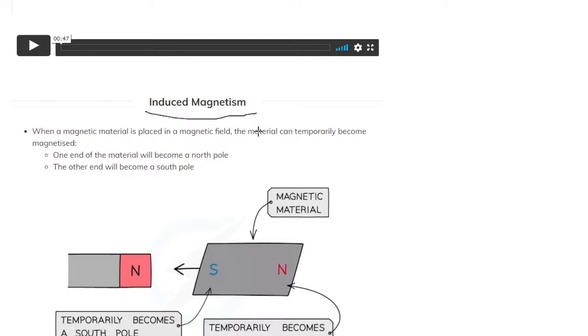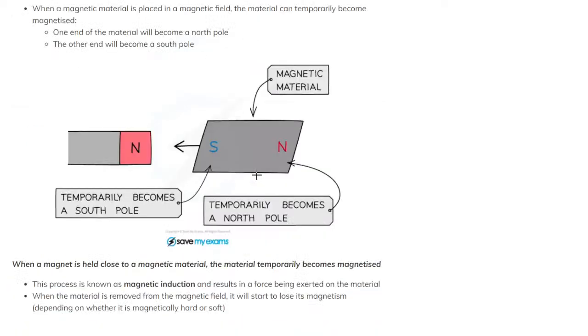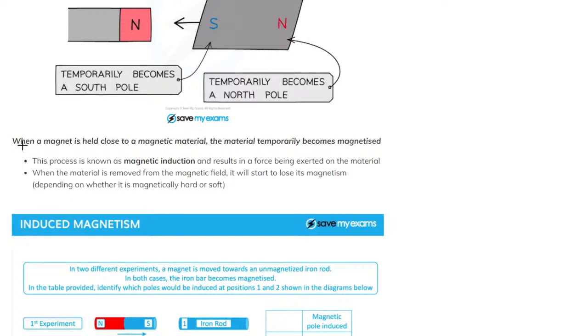So let's give it some examples. First of all, one end of a material will become a north pole and the other end will become a south pole. Just like the previous topic on magnetism, I said that a magnetic material will be attracted whether it's a south or a north pole, so it doesn't matter. For example, this is a bar magnet right here, and you can see it's north here. So this magnetic material will become a south pole. Hopefully you're understanding this. Now when a magnet is held close to a magnetic material, the material temporarily becomes magnetized.